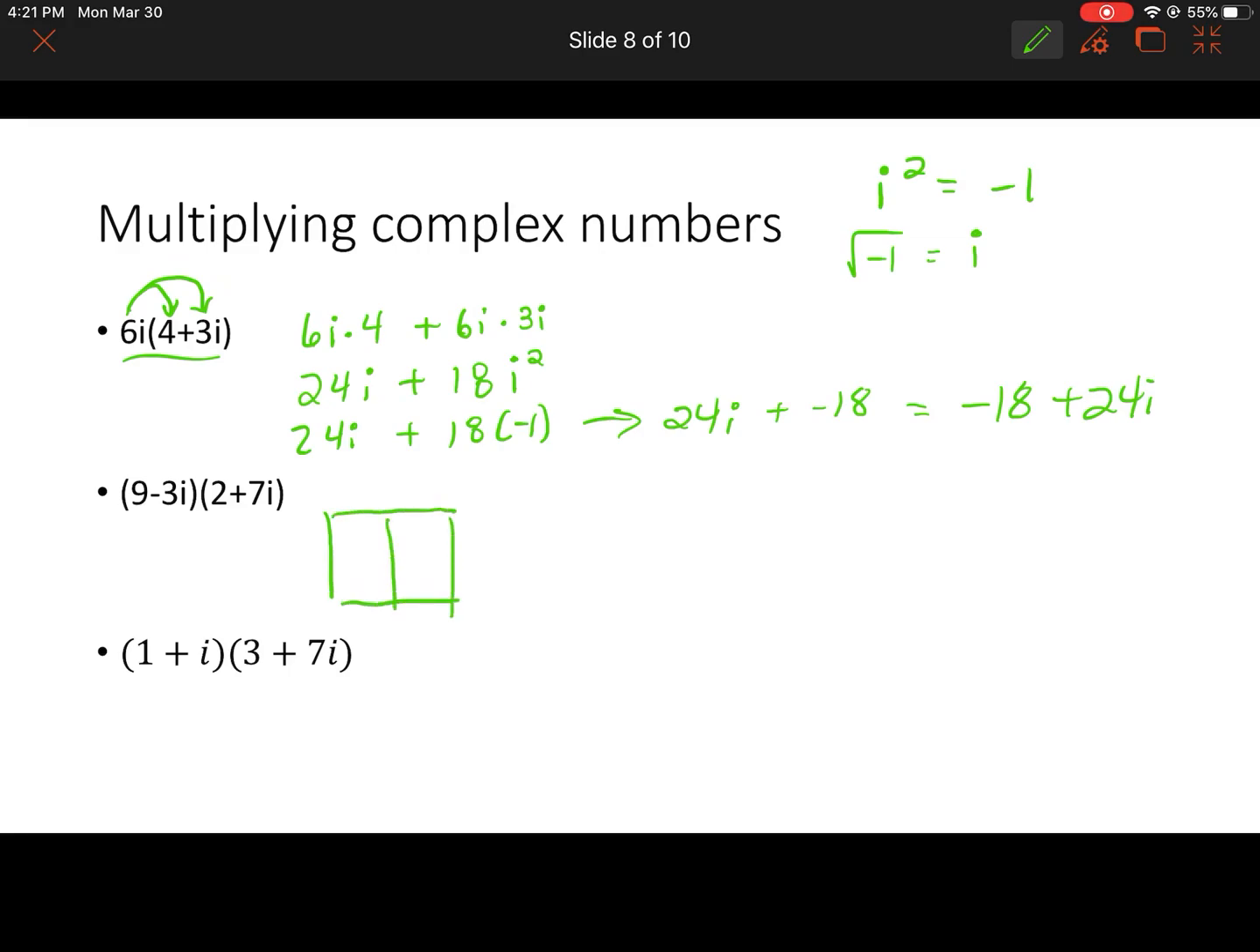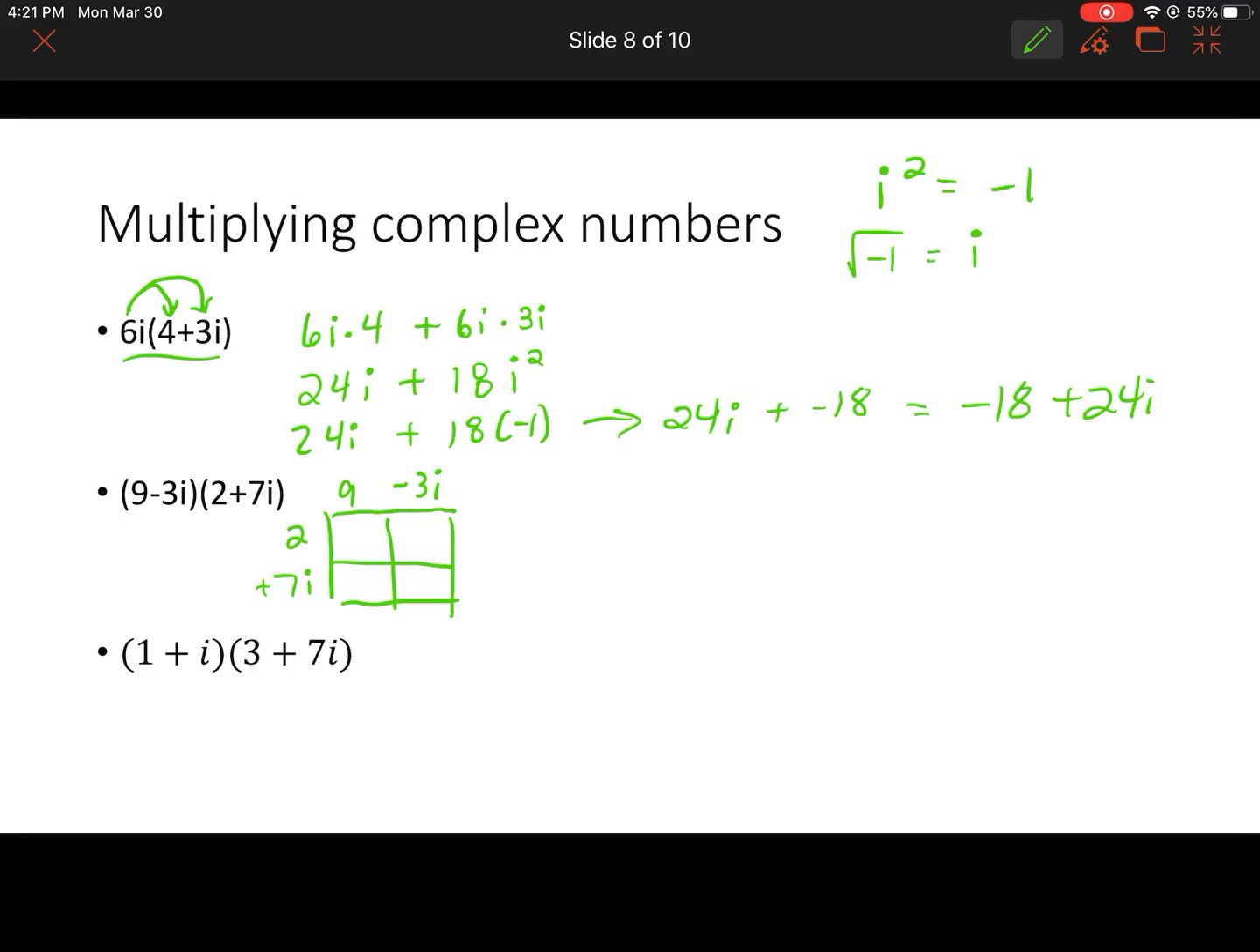I'm going to use the box method for this one. Okay, so 9 minus 3i will go on top. 2 plus 7i will go on the side. Now this is a positive 7i, so I'm going to leave that on there. You don't need to keep the sign, but you do need to keep it for the 3i. And now you're just going to multiply.